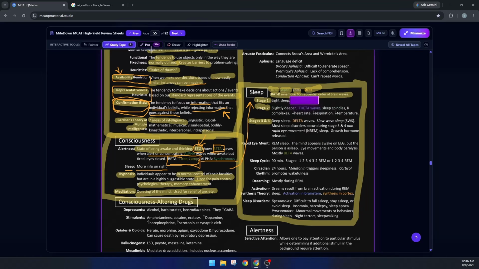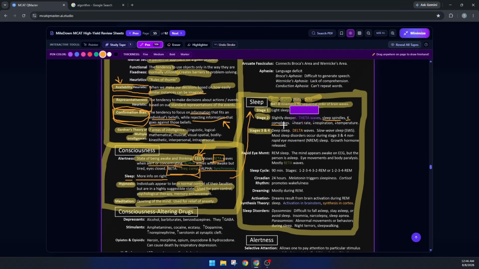This is important to know. What is a sleep spindle? What is a K complex? Those are actually important, to be honest. And then stage 3 and 4, deep sleep equals delta waves. So D for delta, right? So most of your sleep disorders occur in this stage. Your growth hormone is released. And you have non-rapid eye movement in this phase.